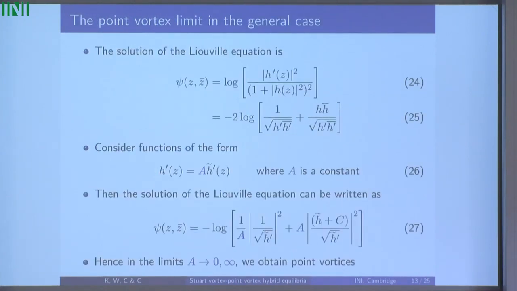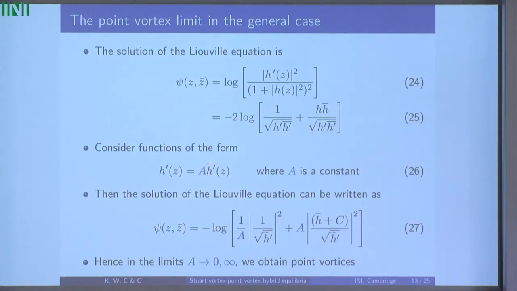Okay, so let's see what this limiting thing looks like in just a general case. So what I mean by general case, so this is the solution. I'm going to just rewrite it slightly in this form. I've just dropped the explicit dependence on z, but it should be clear. And then I'm going to look at functions that look like this.